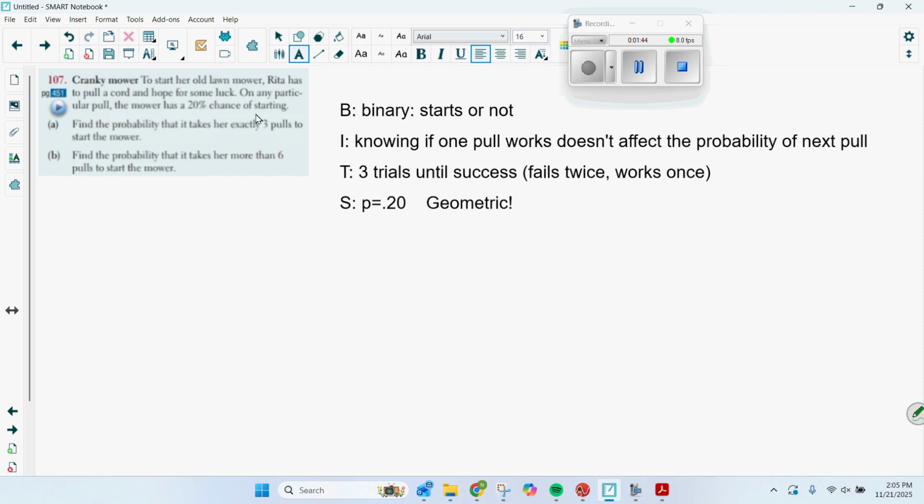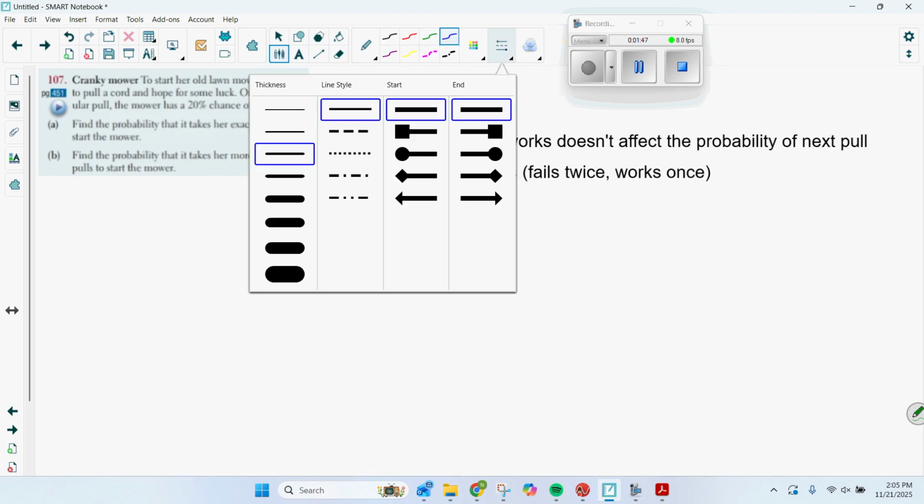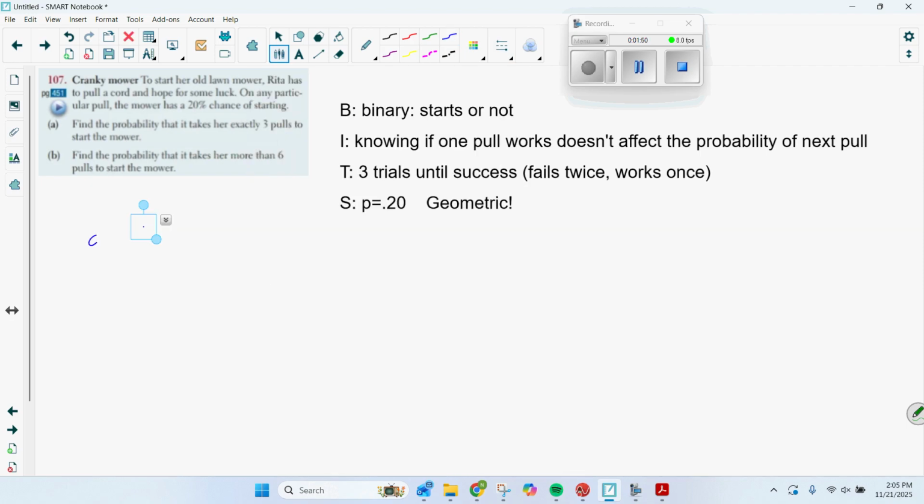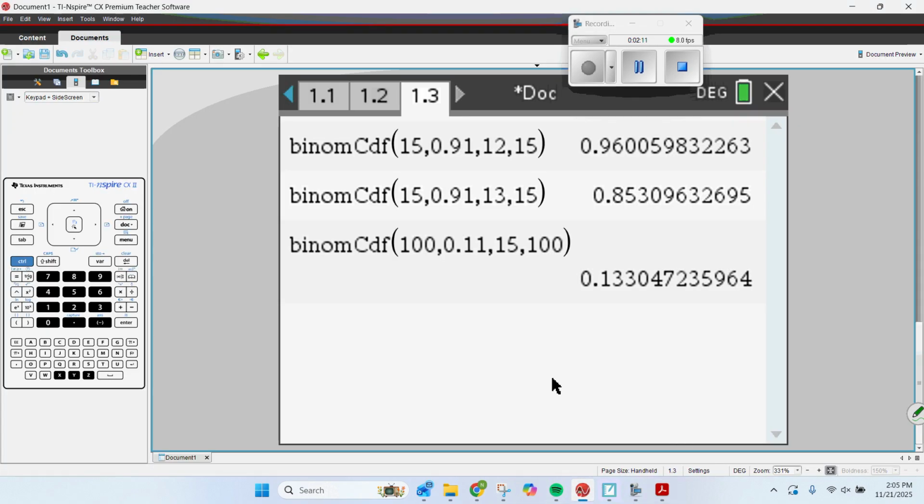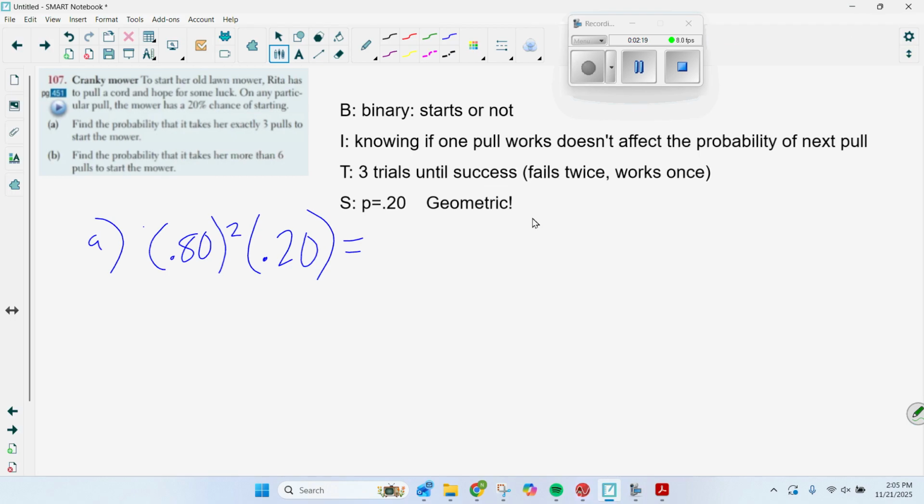Personally, when it's something like this, when it's an exact question, I prefer just to calculate it with the formula instead of trying to use a CDF or a PDF. So if it takes 3 pulls to start the mower, that means it fails twice. And then it works once. That's the only way, it has to go in that order. There's only one combination of a way that that happens. So I get 0.128. That is the probability that it takes exactly 3 times for it to start.